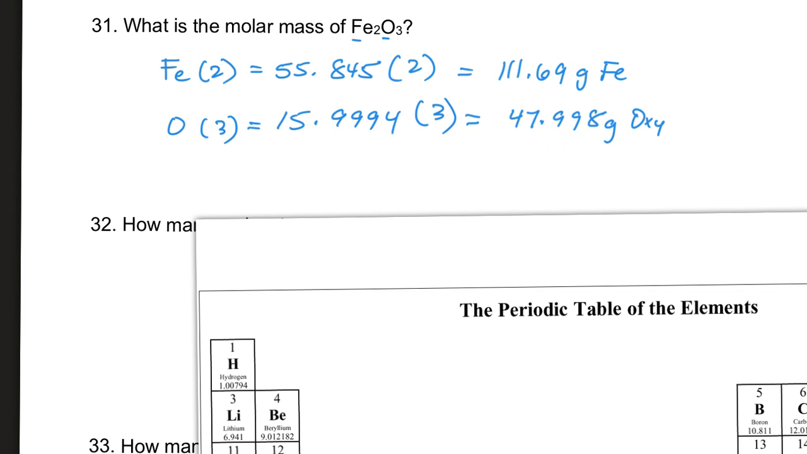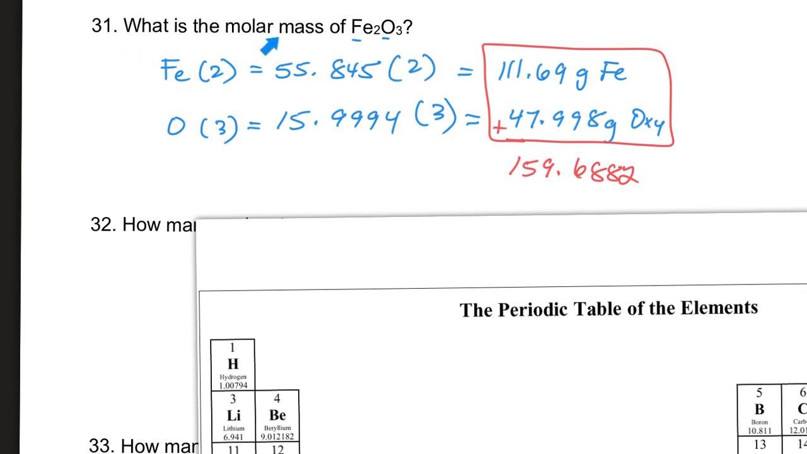Now, what do we do next? The next thing we're going to do is take these numbers here and add them up. And the total that we're going to get here is 159.6882. Now, how much should you report as a final answer? Well, since there was no number given to us in the problem, there is no significant figure given. And so typically what you want to do is give at least 3.